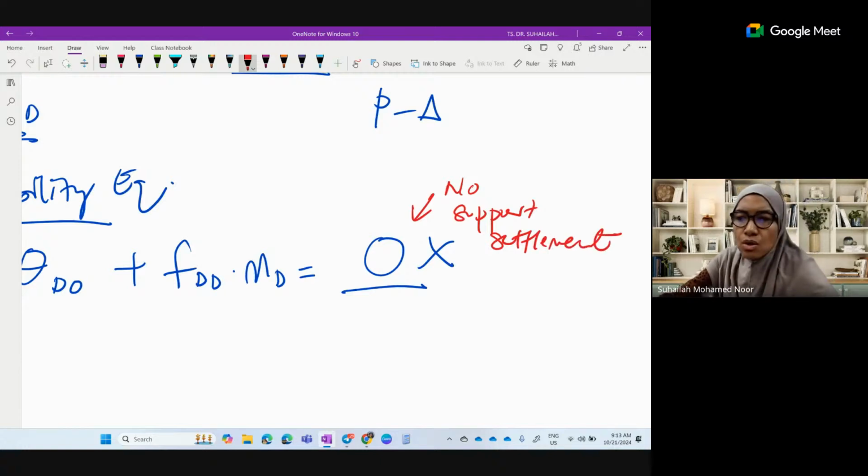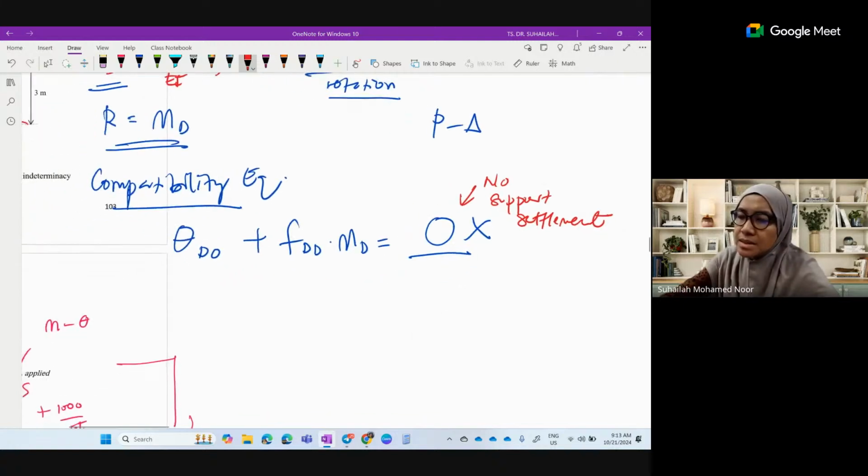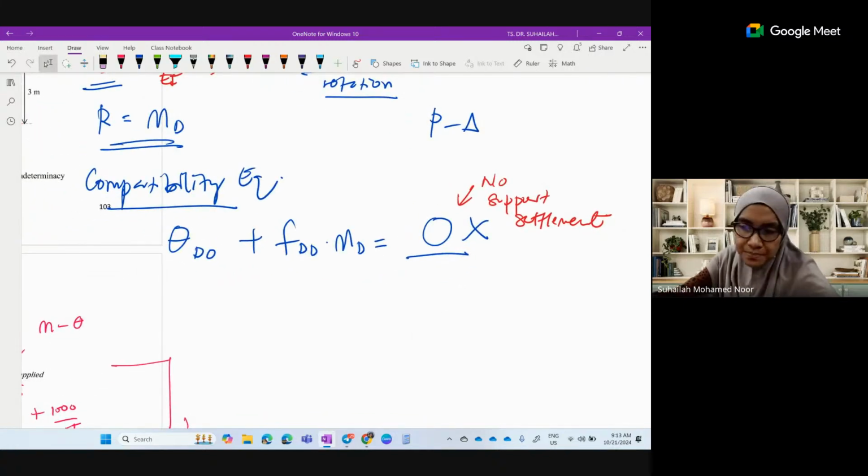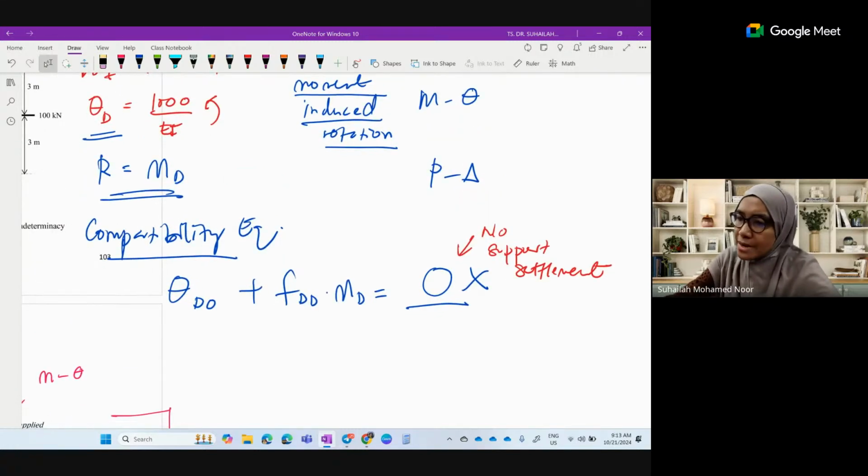Okay, 0 means no support settlement. This is the only difference. Okay, compatibility equation after we choose redundant MD. Redundant MD means we will write the compatibility equation relating MD with theta. So we will have a compatibility equation, instead of using delta, we will use theta. Theta, because M's partner is theta.